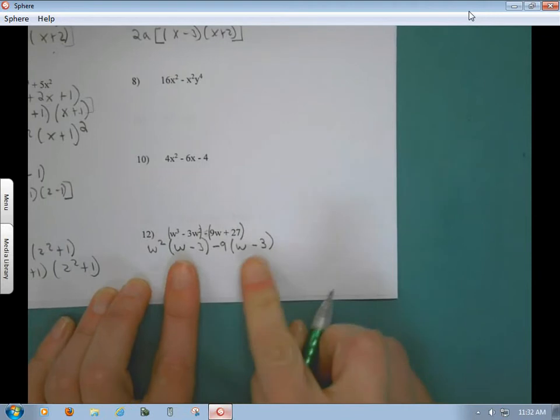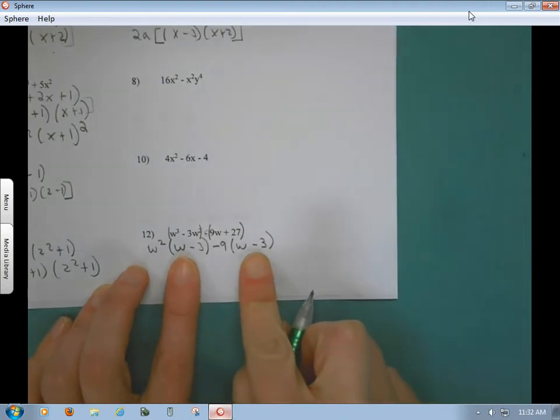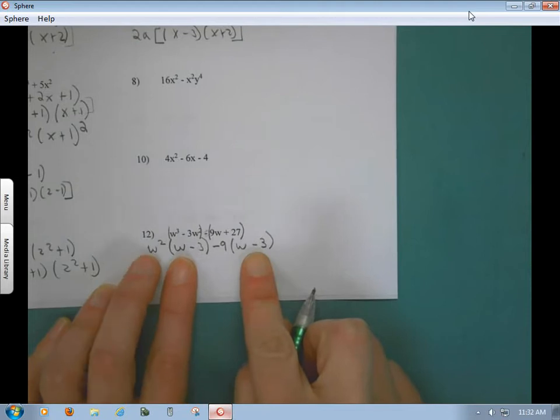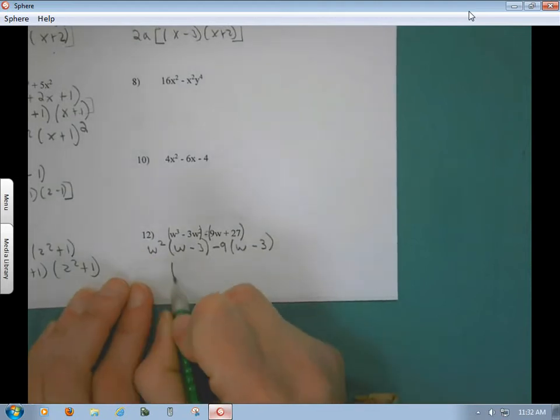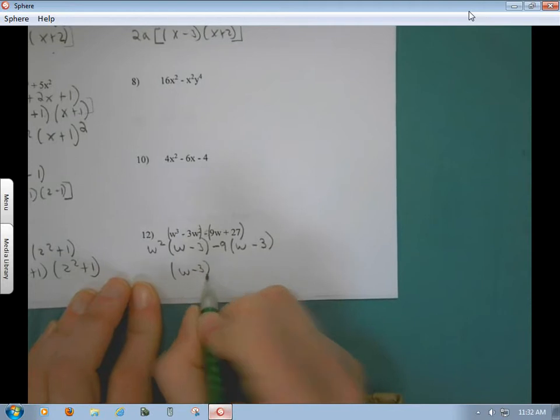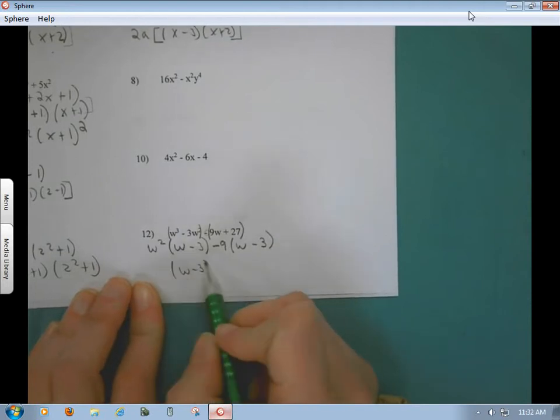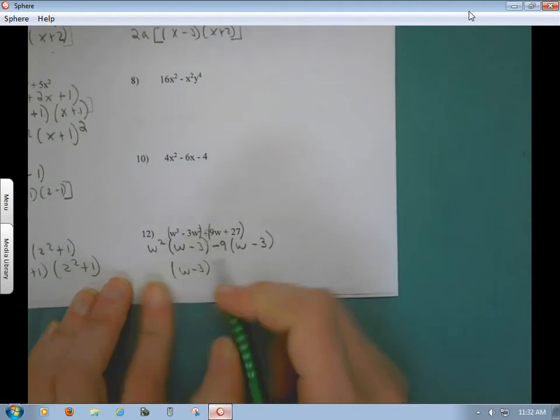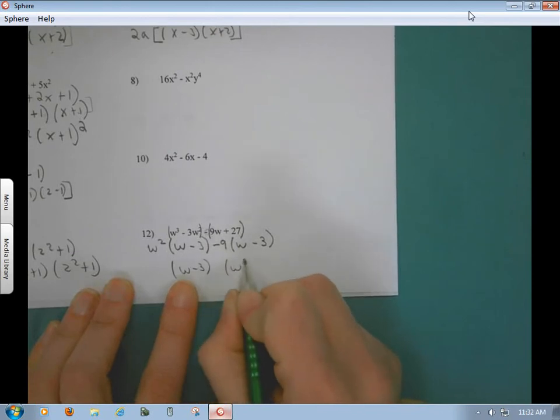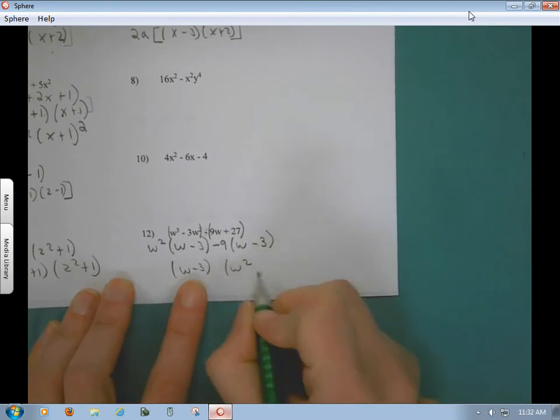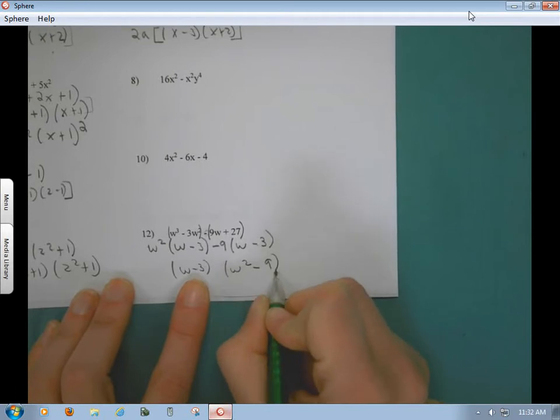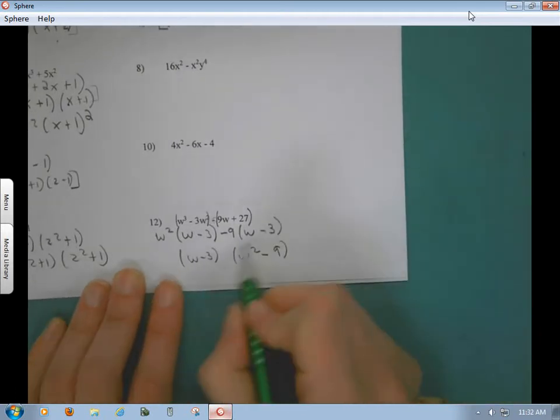You'll notice that these two are the same. I'm going to factor it out, just like I did the GCF here. So I'm going to write it once out front, and then I divide each term by it. This would cancel, leaving me with W squared, and divided out of this term leaves me with 9. So now, the difference of two squares is here.